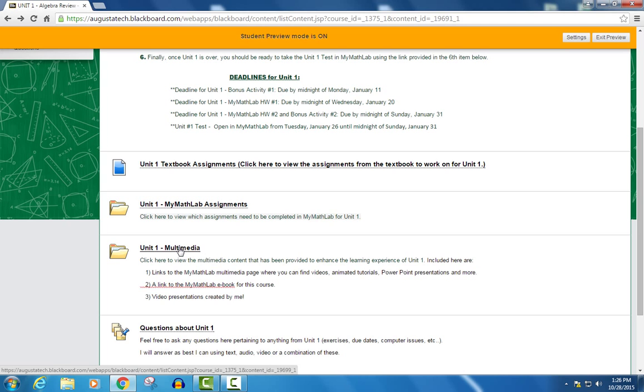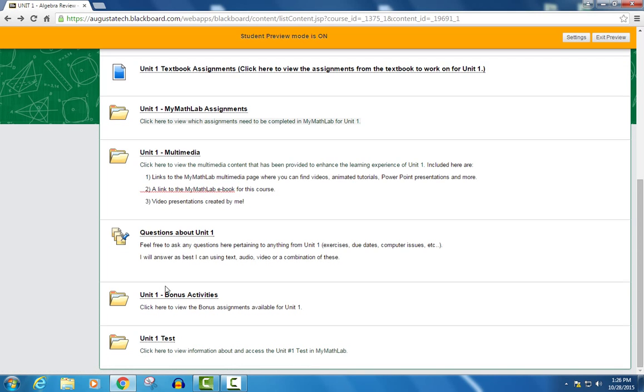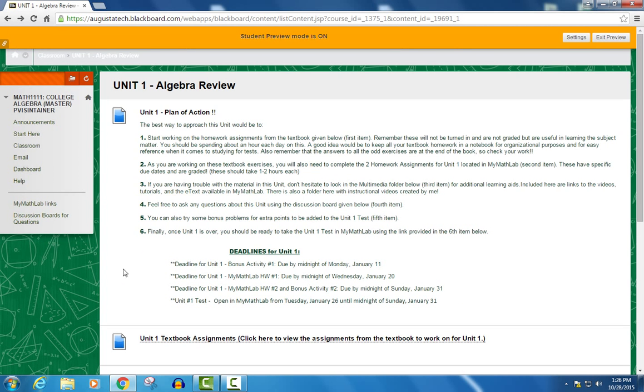There's a multimedia folder with a lot of extra resources for learning the material. There's a discussion board with questions about that particular unit. There's a folder with bonus activities, which will only be available once the previous unit is over. And then there's the folder dealing with the actual unit test. And in this class, as was specified in the syllabus, the Unit 1, 2, 4, and 5 tests will be in MyMathLab, will be online.